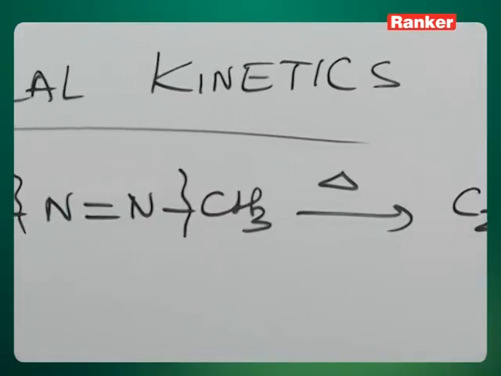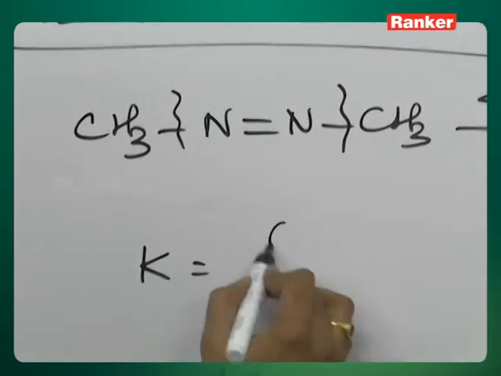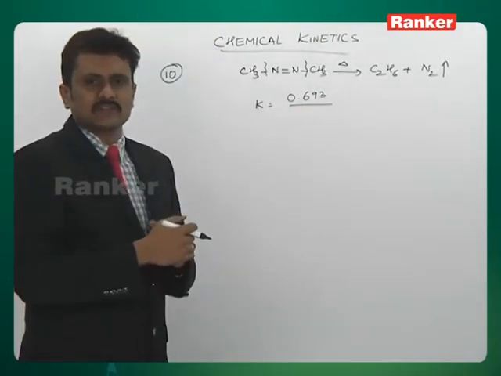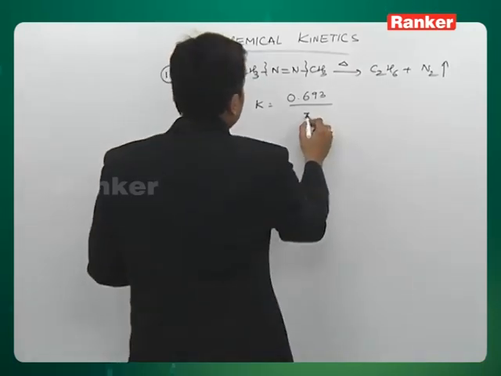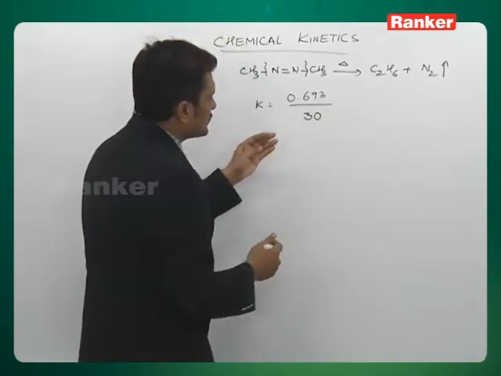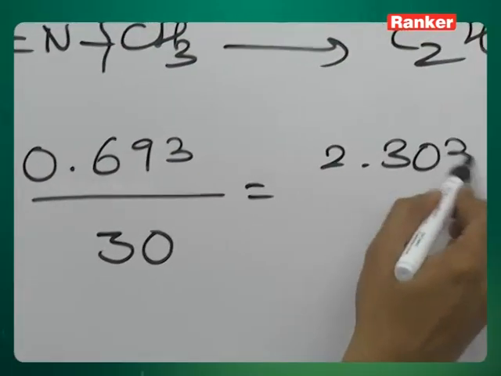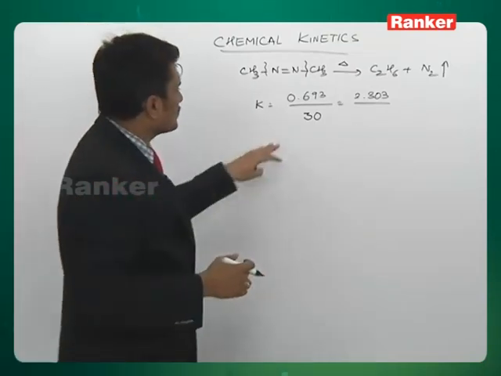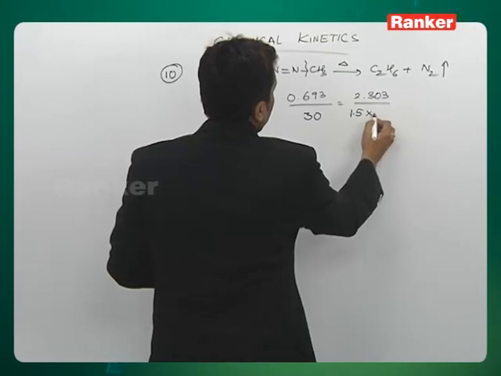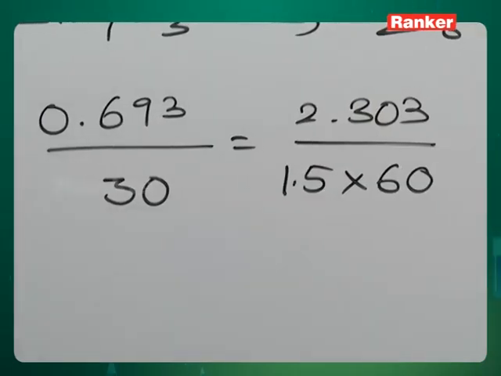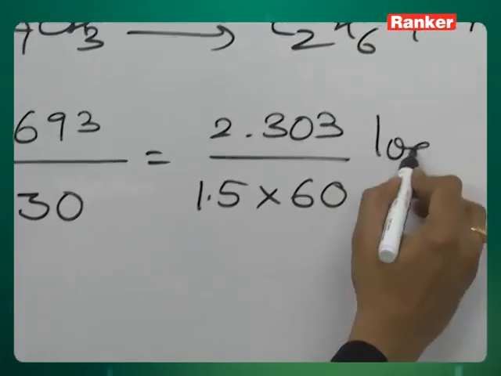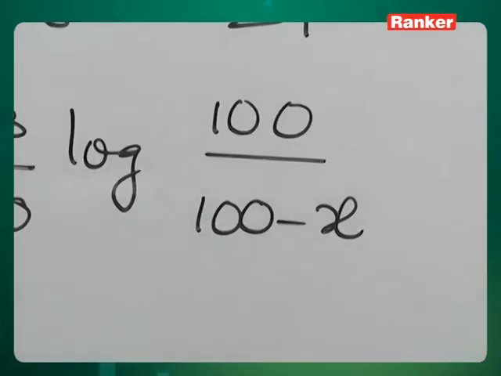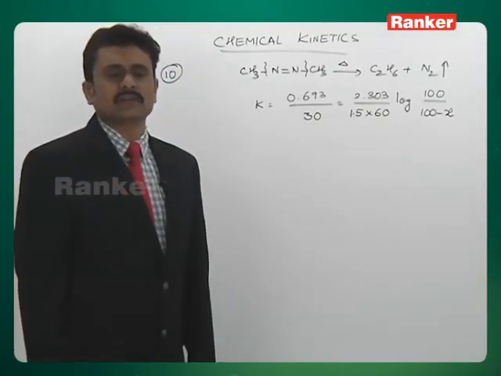Then I will be using the first order kinetics for this reaction, that is K equal to 0.693 divided by the half-life period for this azomethane, which is given in minutes, that is 30 minutes. K is equal to 0.693 by T half is equal to 2.303 divided by the running time of this reaction, which was found to be 1.5 hour. This is given in minutes, hence I will be converting that into minutes as well. So, this many minutes into log of the initial, which I will assume as 100, and the decomposed, which I assume as x, the remaining will be 100 minus x.